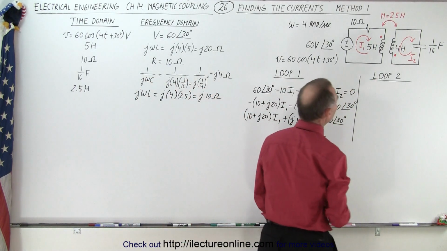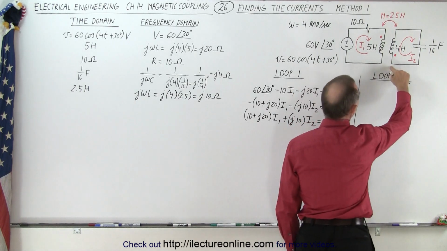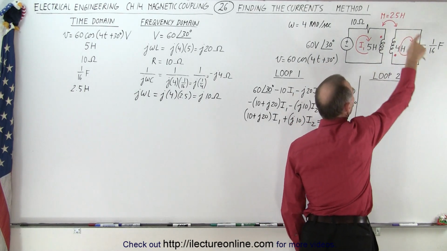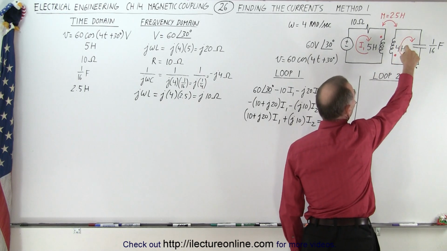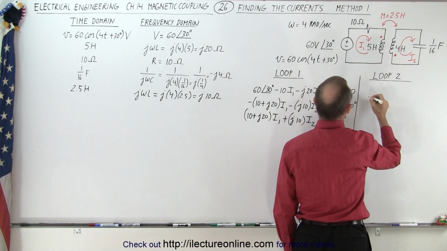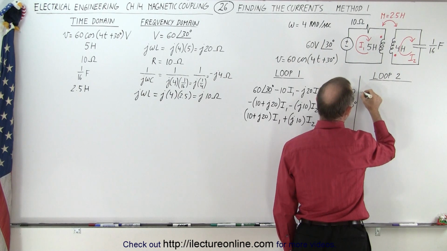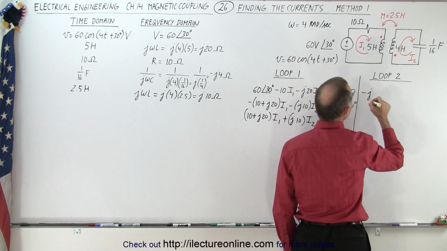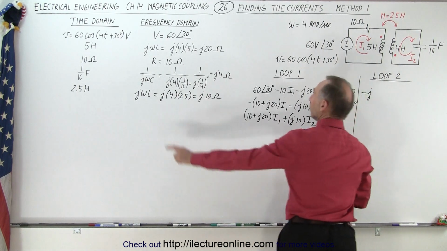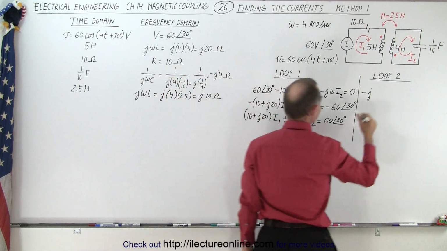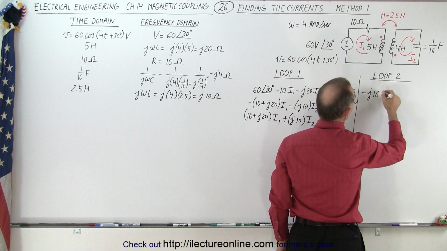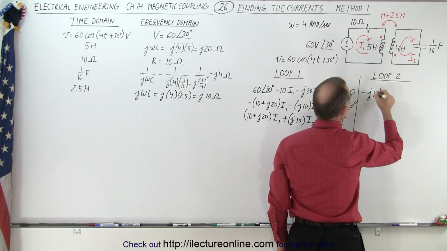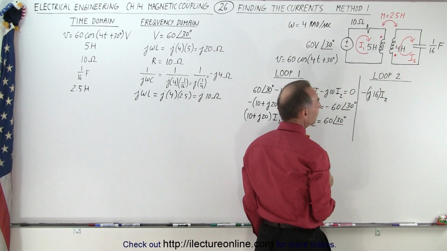Let's see if we have enough room here. Starting from here, going around the circuit, notice that I have a voltage drop if I go with the current across the 4 henry inductor. The voltage drop would be a minus j, that would be 4 henries converted, 16 ohms of reactance, so minus j16 times I2. Let's go ahead and put parentheses around it like that.